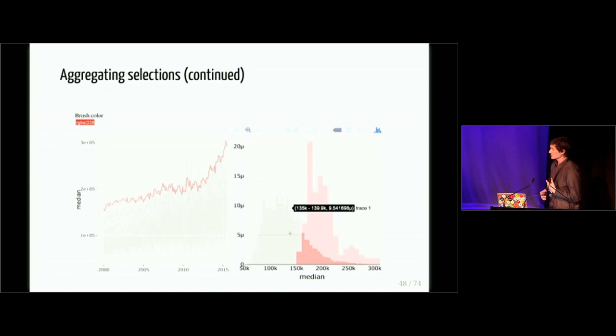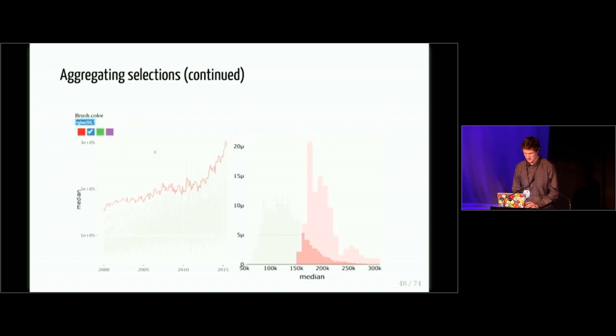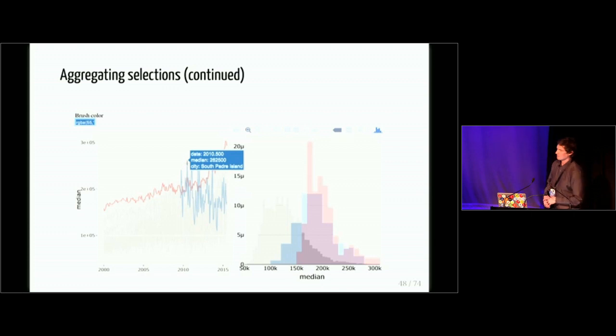So that's what allows me to have this probability density of the overall median house price for all of the cities. But then if I click on a specific city, I can get a probability density just for that city. And then I can change the color here. So if I wanted to, say, compare the median probability density for multiple cities, I could do so this way.